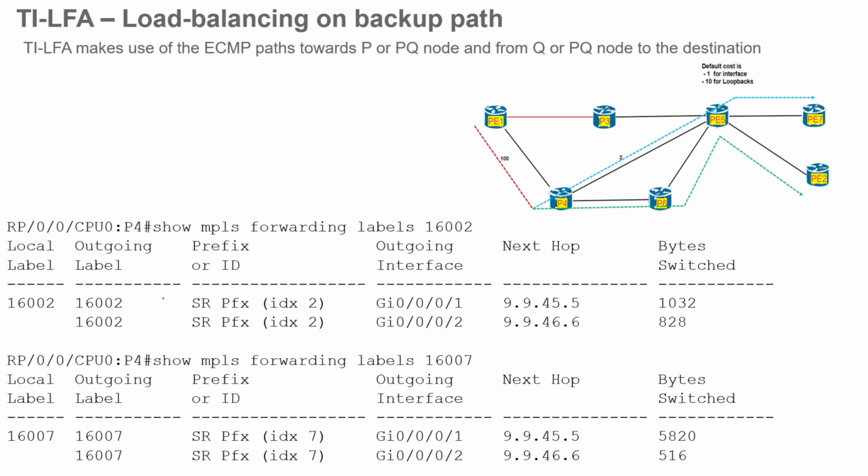So this is how your MPLS forwarding entry looks like. For the 16002 for the PE2, you have two paths. One is going via the 45.5 and one is going via the 46.6. And then for the prefix PE7, one is towards the PE5 and one is towards the P6.